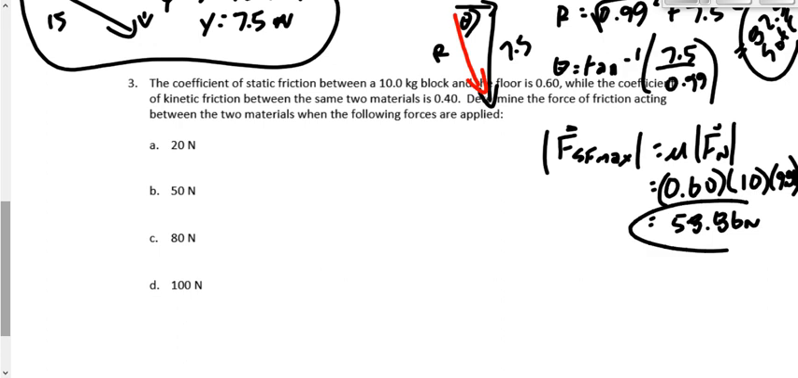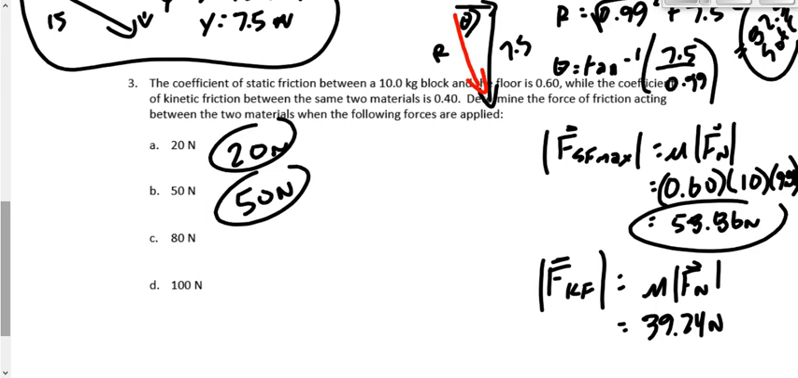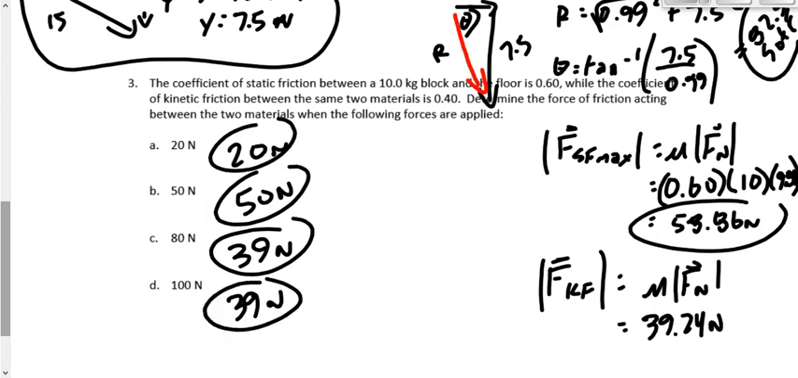If I apply a force of 20 newtons, it doesn't move, so my static friction would just be 20 newtons. If I apply a force of 50, it doesn't move, so static friction would just be 50. If I apply a force of 80, it does move. Now I've got to find the force of kinetic friction. When I do that using the other coefficient, I get a value of 39.24. So if I apply a force of 80, it's kinetic, and the force of friction is 39 newtons. If I apply a force of 100, it moves, it's kinetic, and the force of friction is 39 newtons. If I applied a force of 10,112, it would still be kinetic friction, and the force of kinetic friction would be 39 newtons, right?